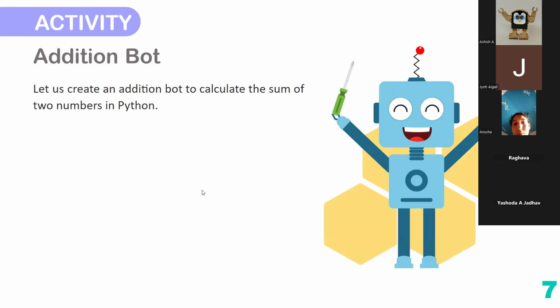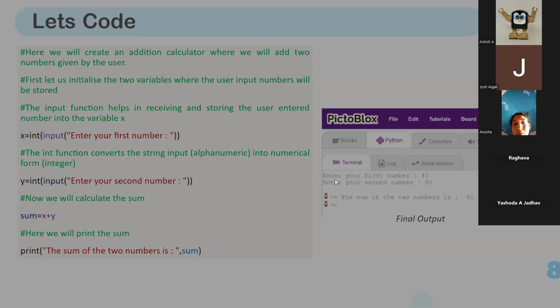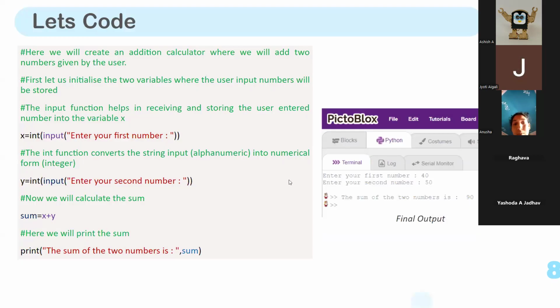Let us create an addition bot to calculate the sum of two numbers in Python. So how can we do this operation? First we have to open our PictoBlox environment and choose the Python coding environment. Then in the interface, you will be able to find the scripting area. In the scripting area, you will be able to code this same program. So here we will create an addition calculator where we will add two numbers given by the user.